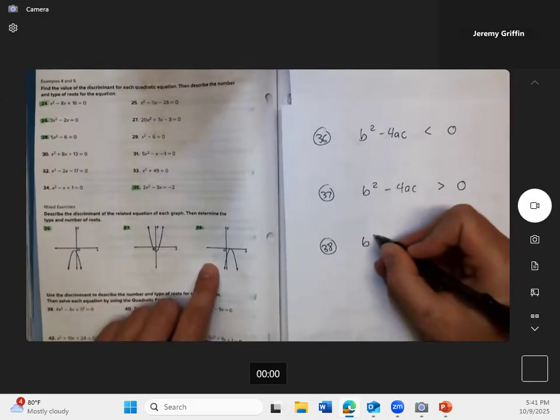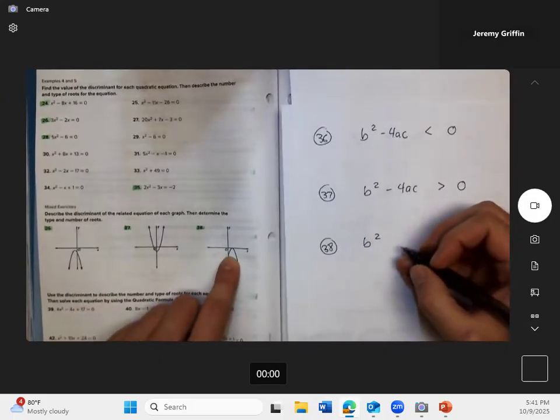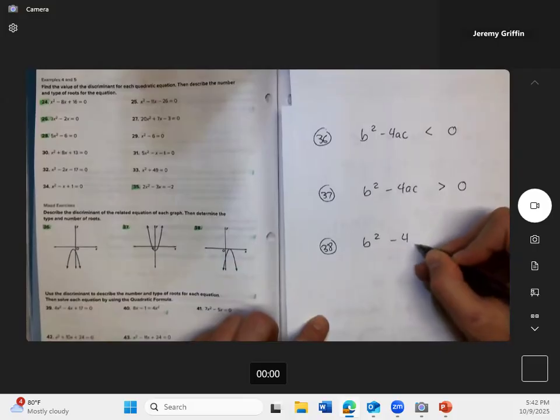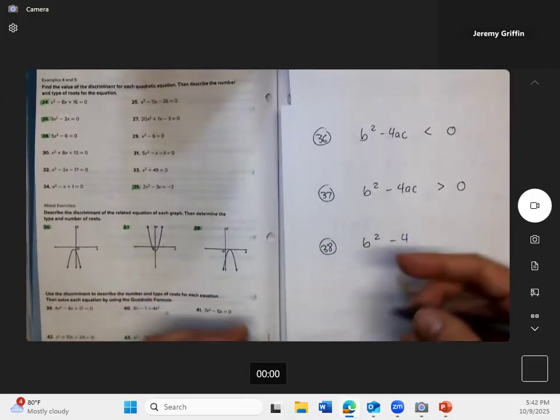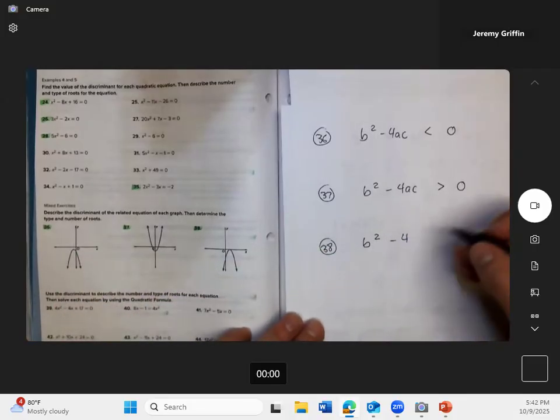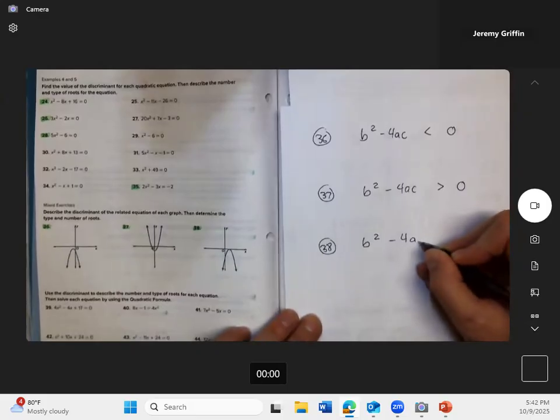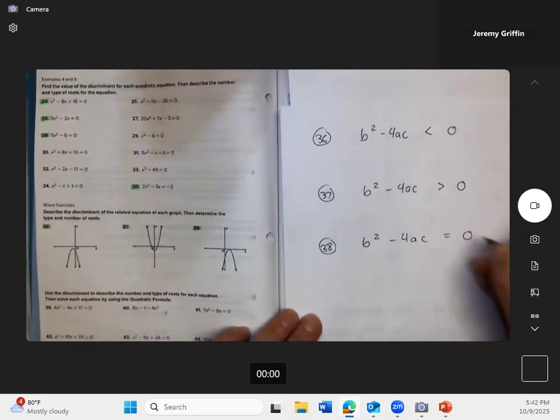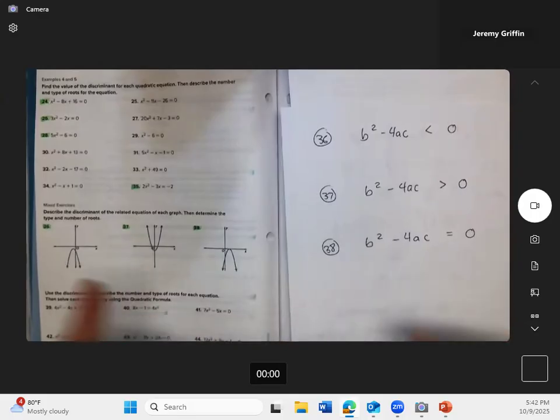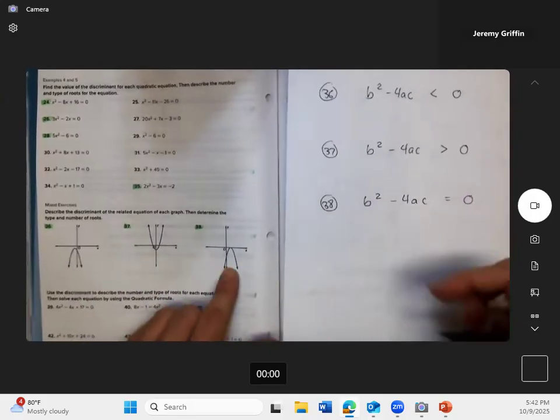Number 38, ooh, this probably touches the x-axis at the vertex. So again, whatever the equation is, x squared plus bx plus c, if I do b squared minus 4ac, it will definitely come out to 0. I'll do an example for this one. What could this possibly be?